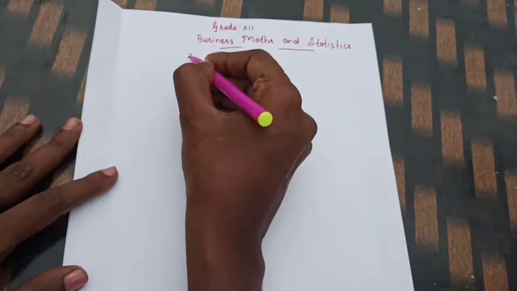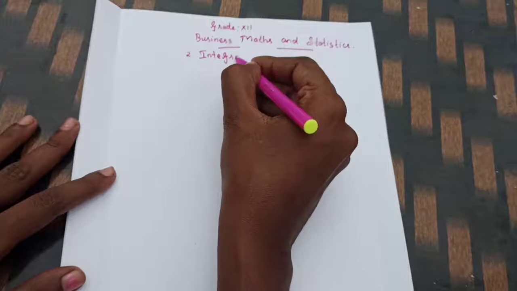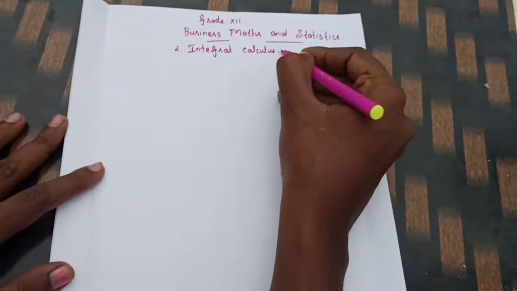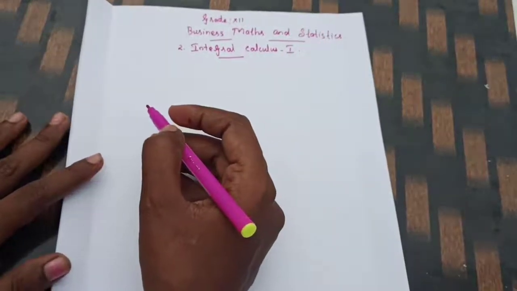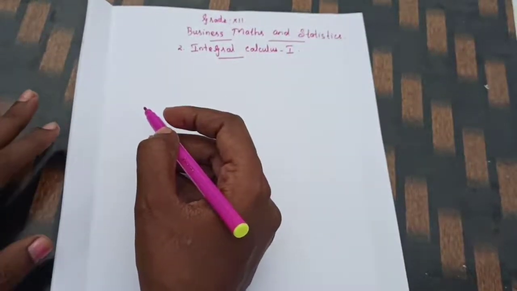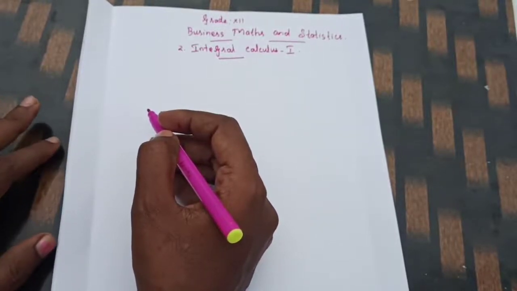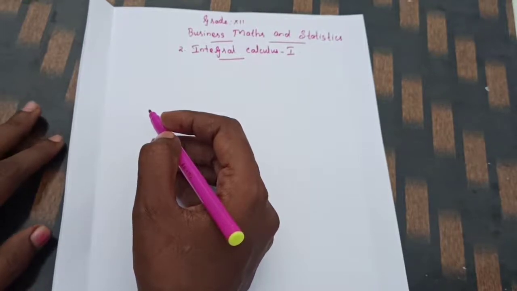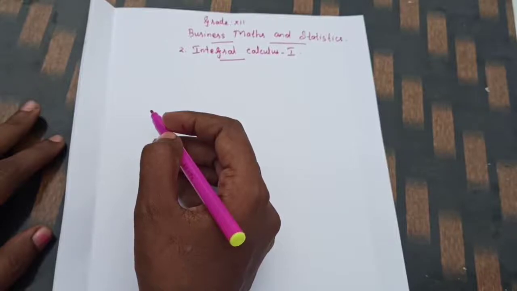So, we are learning our second chapter, integral calculus 1. In our last class, we started integration by parts and completed 2 examples. Am I right? And I gave one homework for you, exercise 2.5 first problem. I hope you all completed.